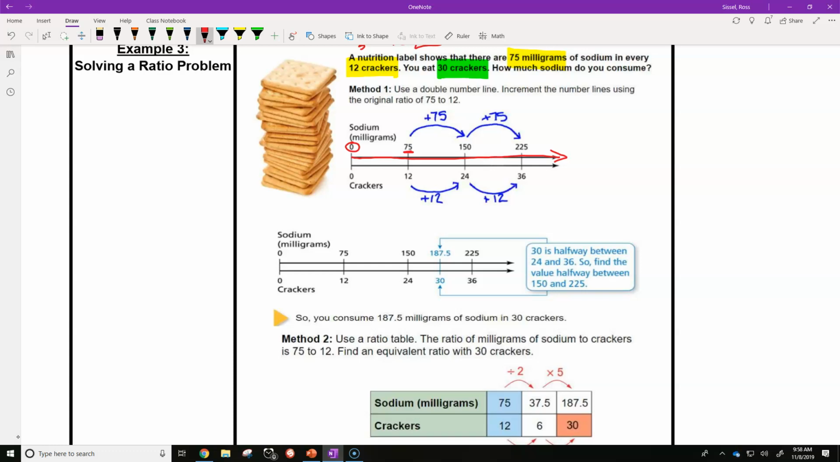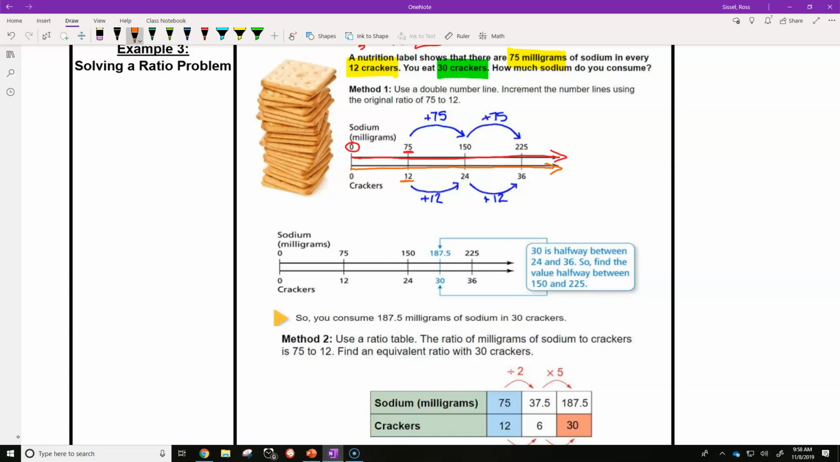That's how much sodium there is. The second number line started at 0, and they said 12. So 75 matched 12. Now, I need to get to 30. On this number line, can I go from 12 to 30?